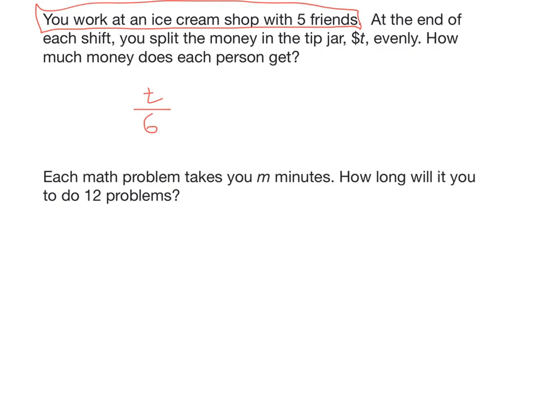Our next example says that each math problem takes you m minutes. How long will it take you to do 12 problems? Well, if each problem takes me m minutes, and I want to know what the total amount of time is going to be, I'm going to need to multiply this. I'm going to need to find the product. So 12 problems times m minutes each is going to give me my total, right? If it takes me 3 minutes to do each problem, 12 times 3, it's going to be 36. If it takes me 1 minute to do each problem, it's going to take me 12 minutes total.